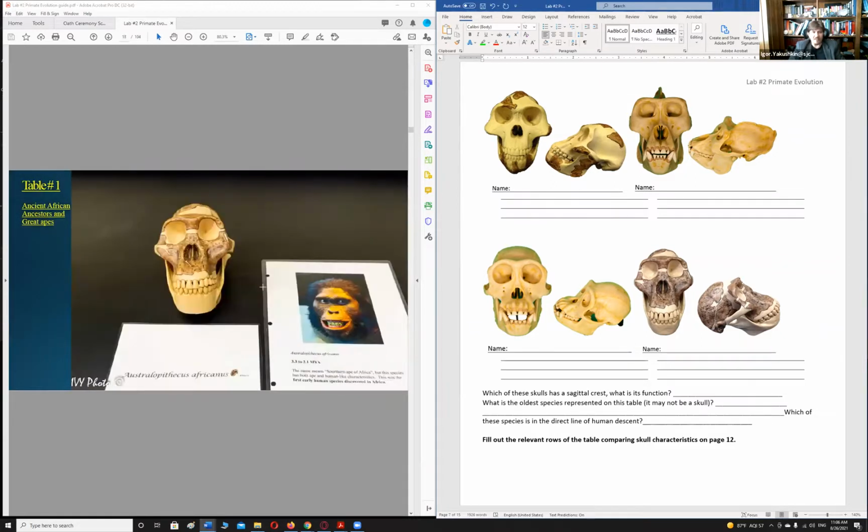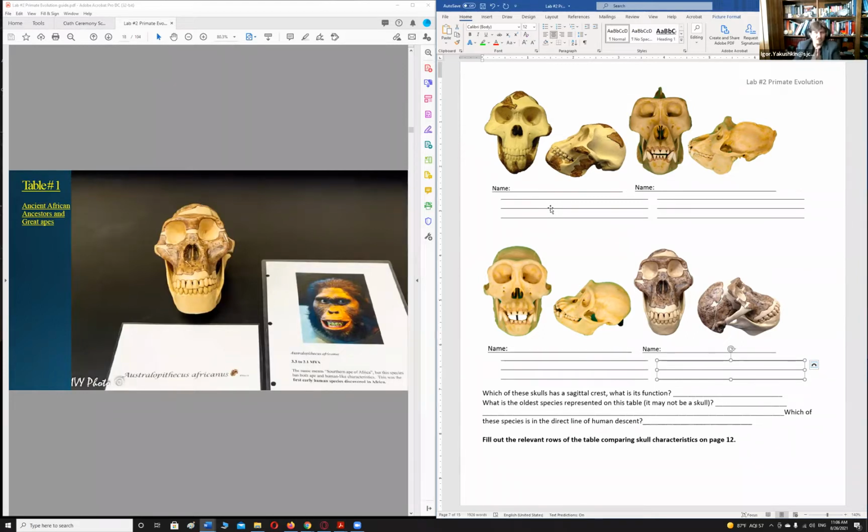Now, Australopithecus africanus, that particular bottom right part, you need to write down the name, and also some students ask, what do I need to write here? You can write whatever will help you to recognize the skull, whatever you think is important for that particular creature.